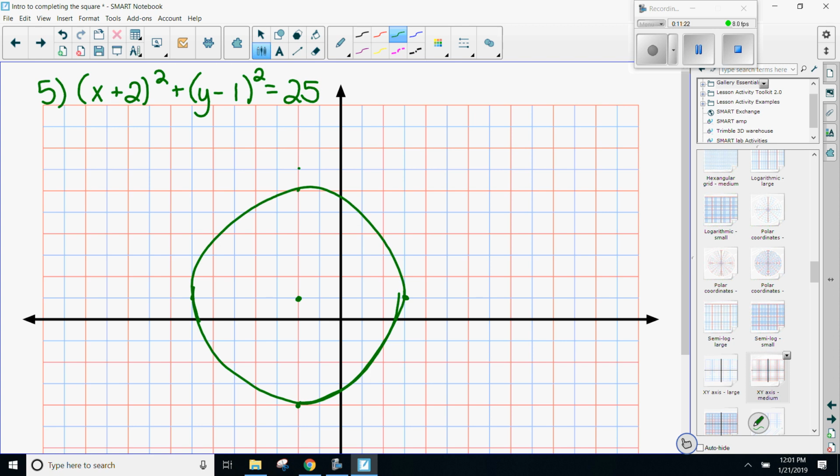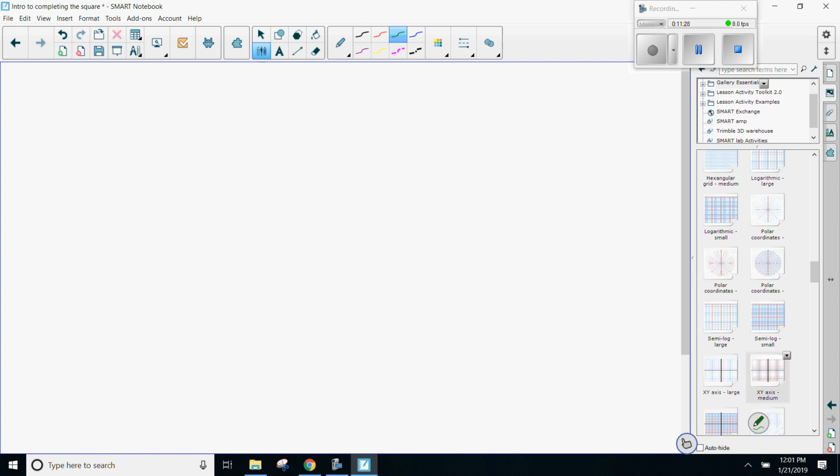Are you ready to try the next one? We were okay with number 6, so we're ready for number 7. Is it okay to change the slide for everybody? All right, so we're going to take our equation, 9 minus 2y minus y squared minus 6x minus x squared. There's an equal sign right there. All right, what do we want to do?